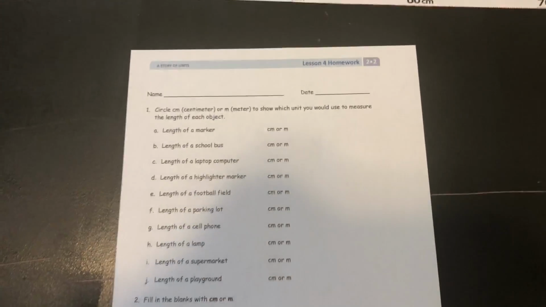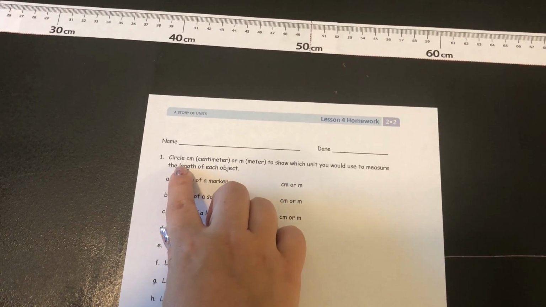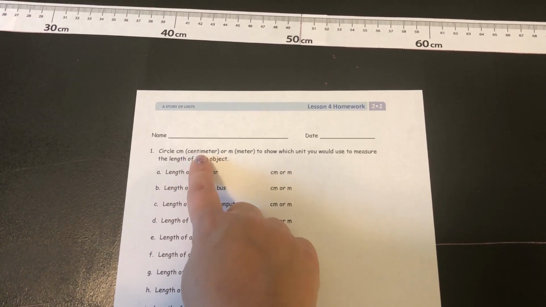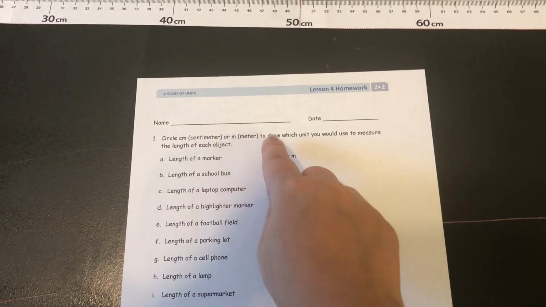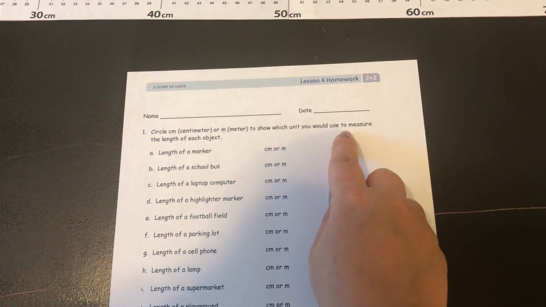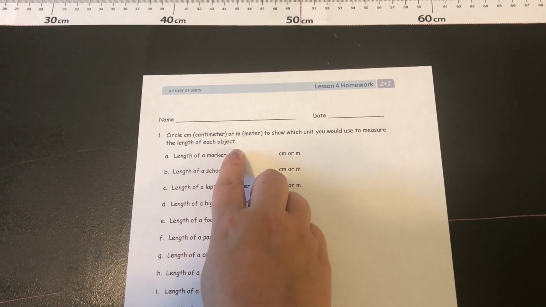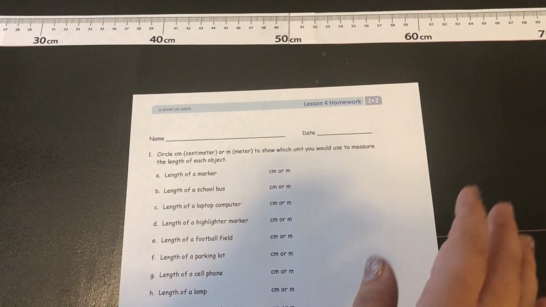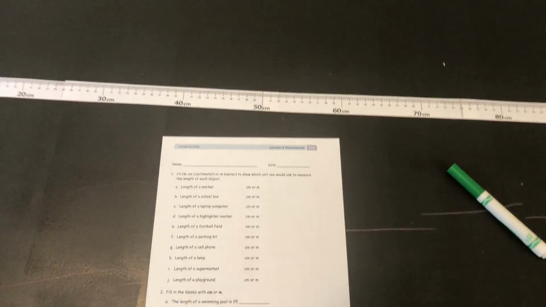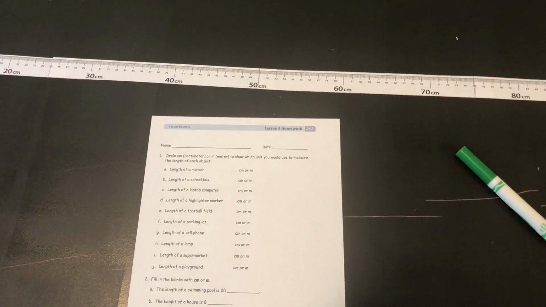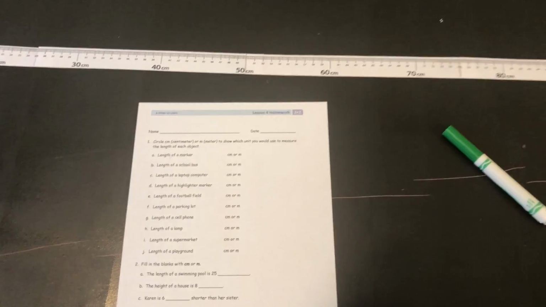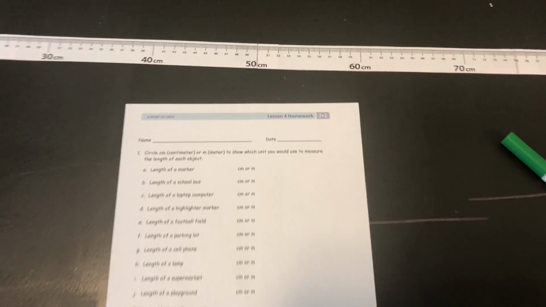It starts off by saying circle cm, centimeter, or m, meter, to show which unit you would use to measure the length of each object. Just as a reminder, a meter, and I've got my meter tape right here, has 100 centimeters in it. So if you're measuring something small, it would be a good idea to use centimeters. And if you're measuring something large, you would use a meter.